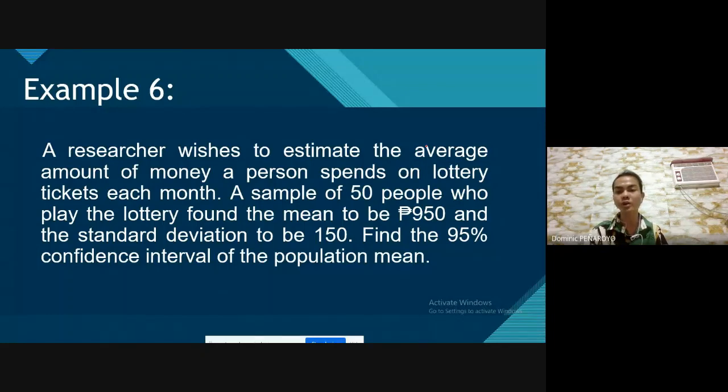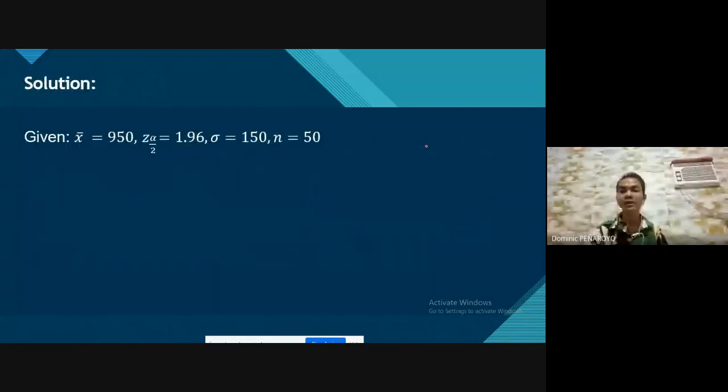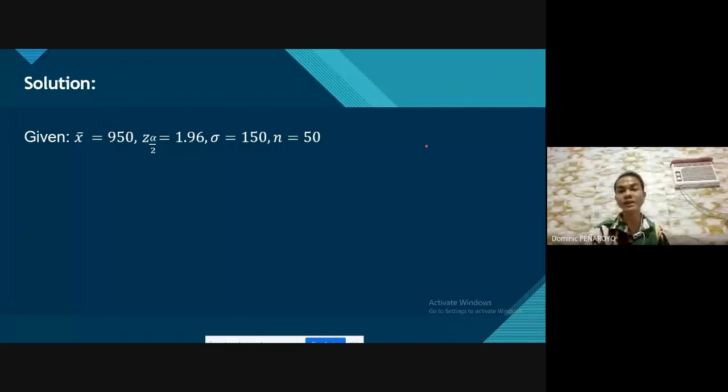We need first to know the Z alpha over 2, or the Z value for the 95% confidence level. And that is 1.96 using the table. So we will have the following given. X bar, the sample mean, is 950, the Z alpha over 2 is equal to 1.96, the standard deviation is 150, and our sample size is 50. So the conditions are satisfied. We have here the population standard deviation and the sample size is greater than 30.